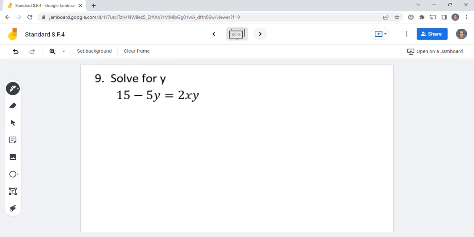Solve for y. We've got y's on both sides here, so let's get them on the same side so that we can get them together. I'm going to add the 5y over to the other side. I chose to go that direction because it gets it away from that 15. So we have 2xy and a 5y.